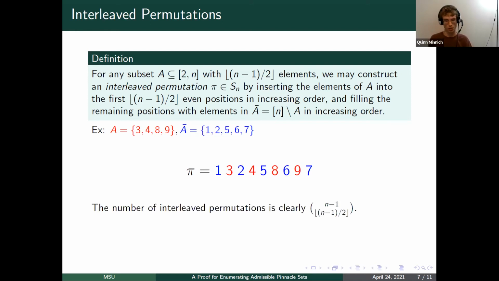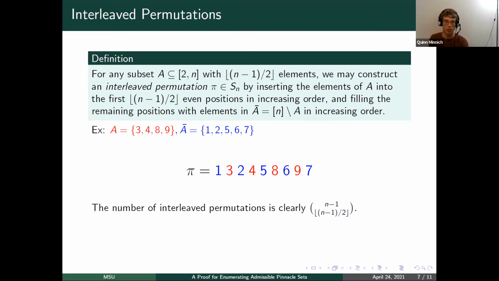And hopefully it's clear that there are n minus 1 choose just about half of these because every interleaved permutation is constructed by a particular subset A. And given the interleaved permutation, we can always recover A by just reading off the elements in the even positions. So these permutations are very easy to count.